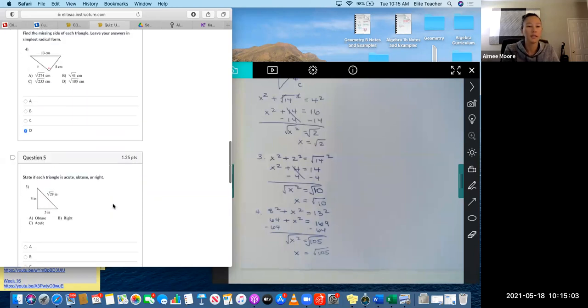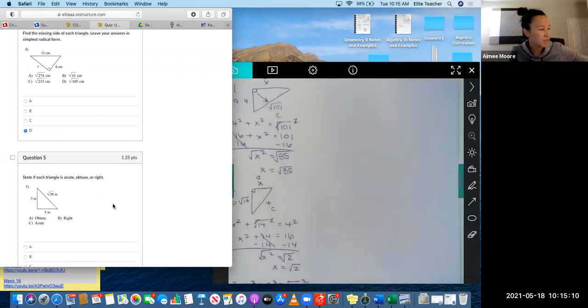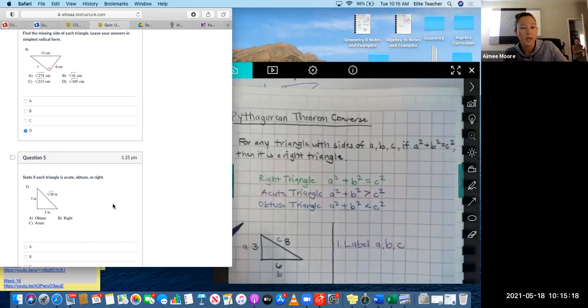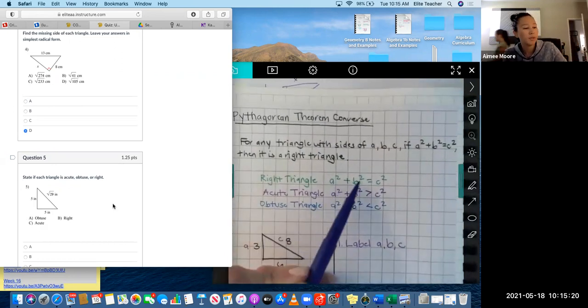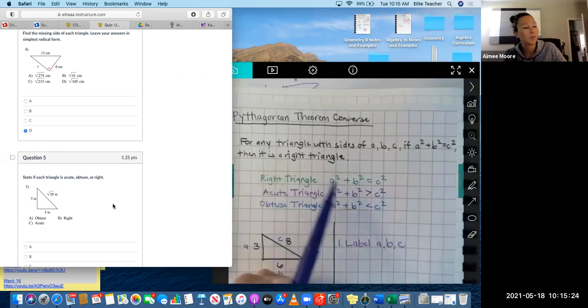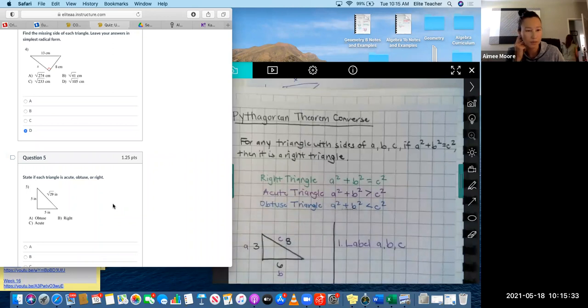All right, so you guys are good with Pythagorean theorem. Now let's do the converse. So remember, we use the converse to determine if a triangle is a right triangle, acute, or obtuse triangle. So if a squared plus b squared equals c squared, we know it's a right triangle. If a squared plus b squared is greater than c squared, it's an acute. If a squared plus b squared is less than c squared, it is an obtuse.